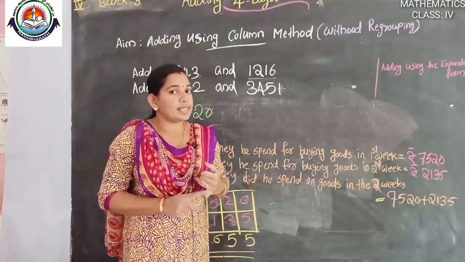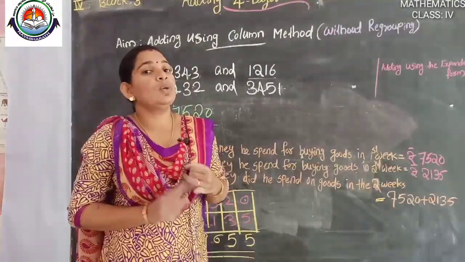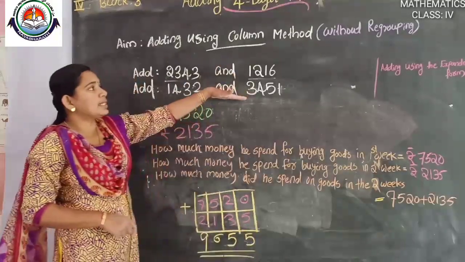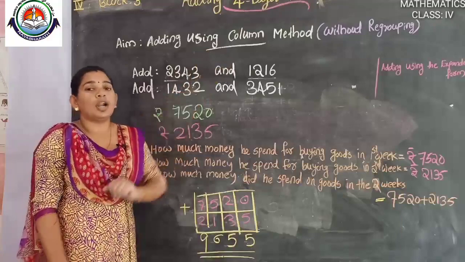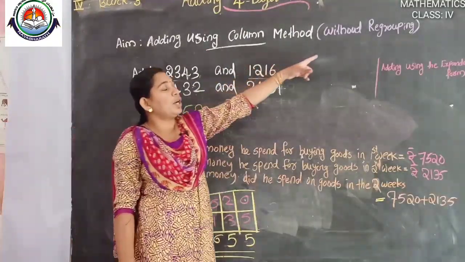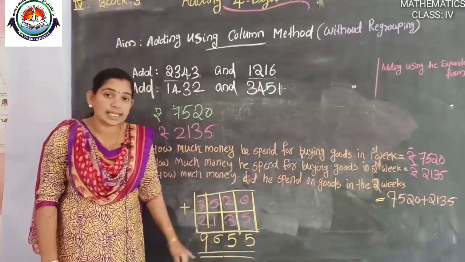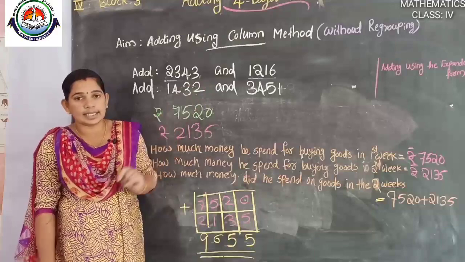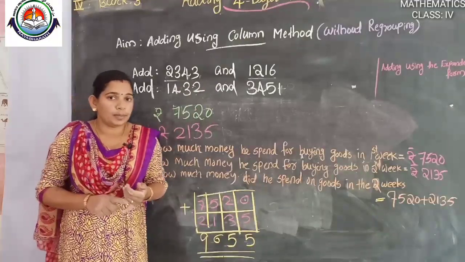Okay, today we are discussing adding using column method. In previous class we discussed adding using expanded form. From the expanded form we are discussing how to add using column method. Here we are using column method without regrouping. Here there is no carry. So without regrouping we are discussing now. Then I hope that all understand.